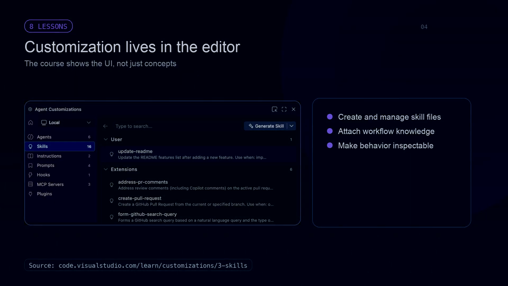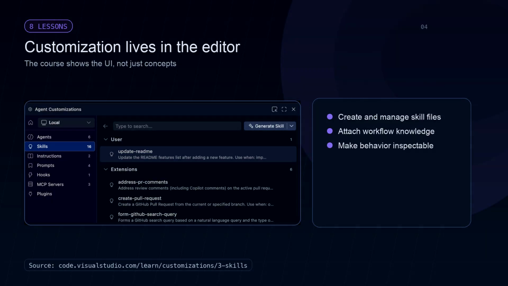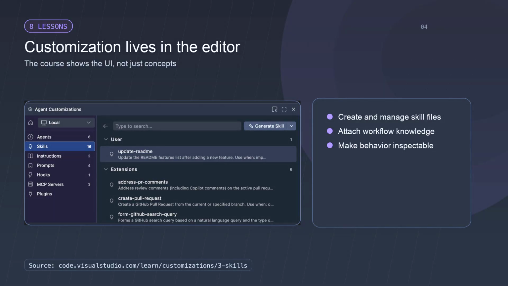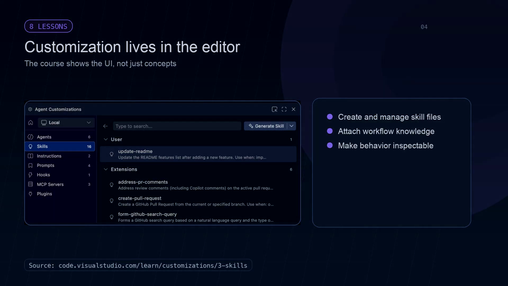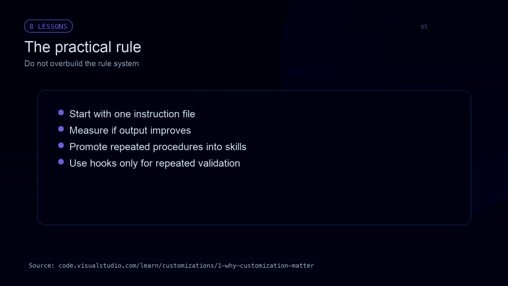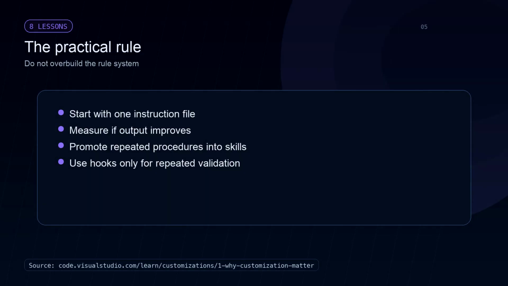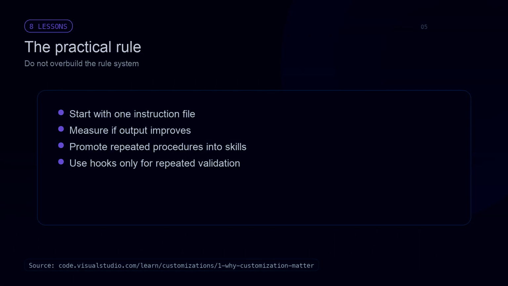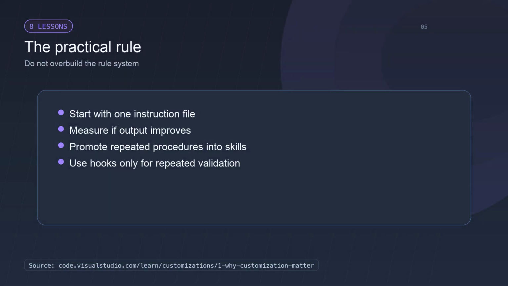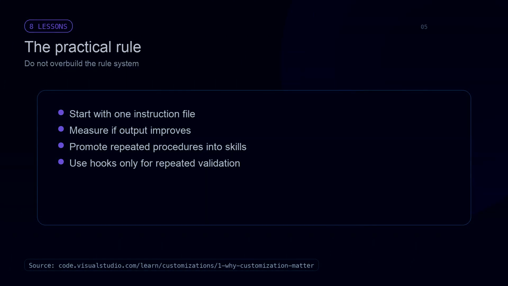The strongest lesson here is that customization should be incremental. Start with one instruction file, test if the output improves, then add a skill or a hook only when it solves a repeated problem. This is exactly how serious teams should adopt agentic development. Do not build a giant rule museum. Build the smallest memory layer that reliably improves output.